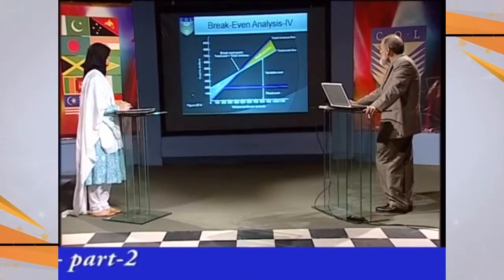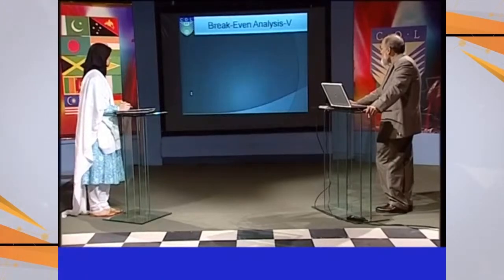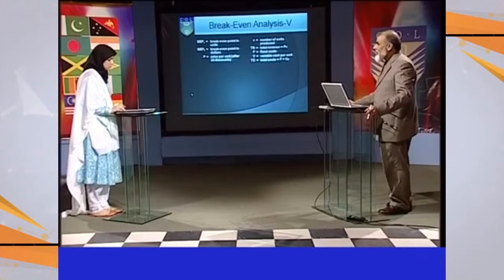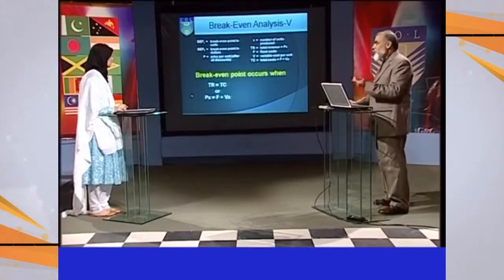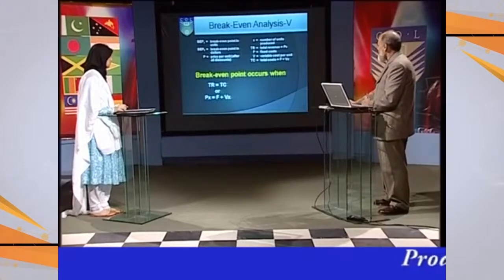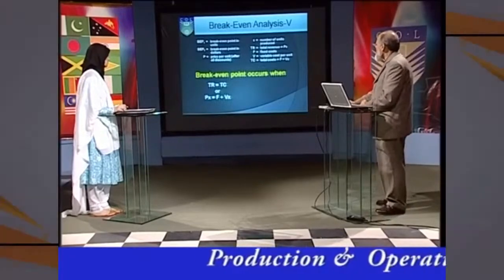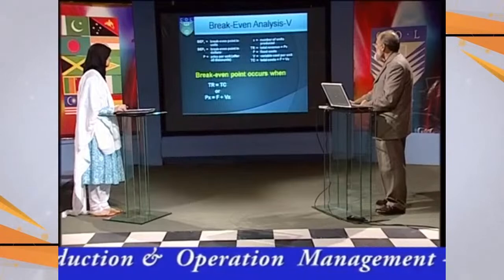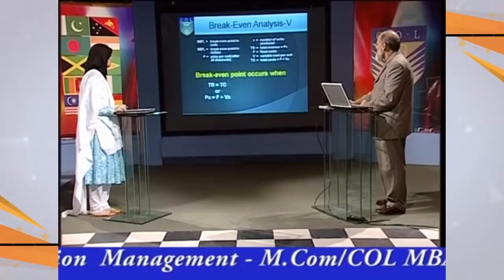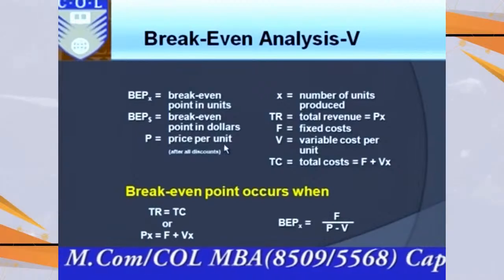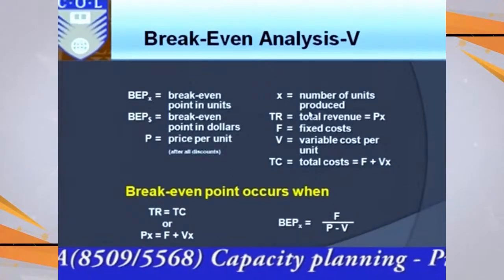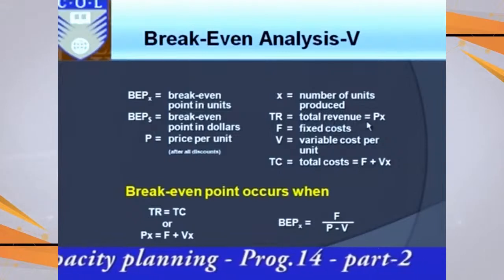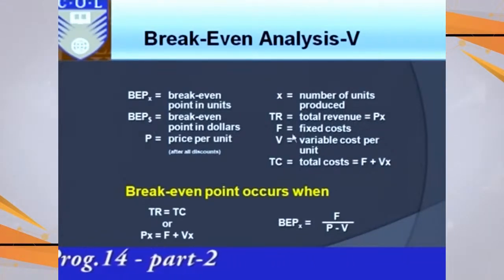This is the graphical representation of break-even analysis. We actually have an algebraic method that goes behind this graphical method. For example, break-even point could be in number of units, or break-even point in terms of dollars, where P is the price per unit after all the discounts, X is the number of units produced, TR stands for total revenues, which is PX, F is fixed cost, V is variable cost per unit, TC is total cost, which is equal to F plus VX.